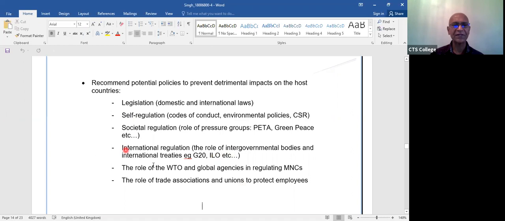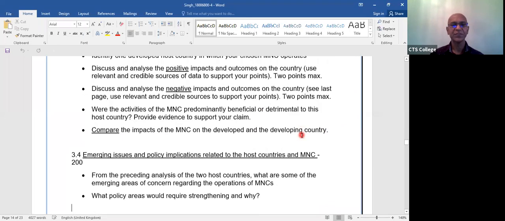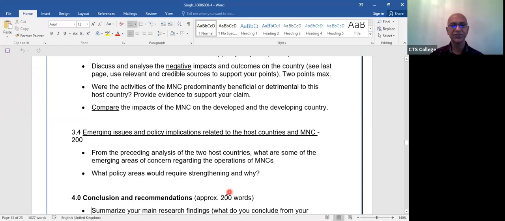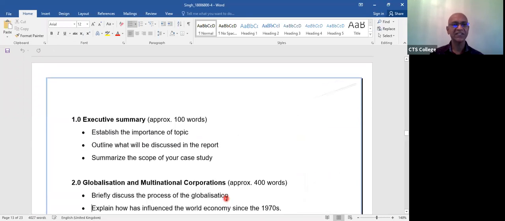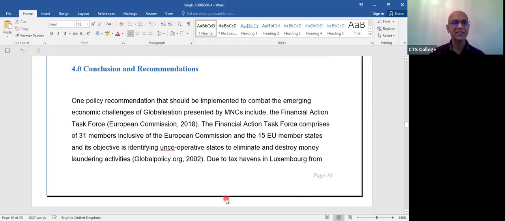And a number of other recommendations. Recall, I suggested that you cannot discuss all of them, but perhaps one or two in detail. And it was recommended that you spend about 200 words here. Let's see what the student discussed. One policy recommended that should be implemented to combat the emerging challenges in relation to MNCs include the Financial Action Task Force. I like this point.